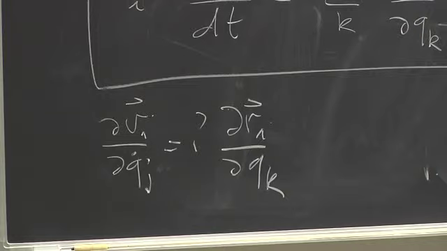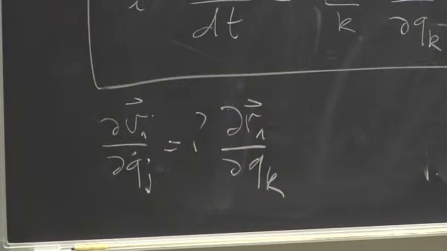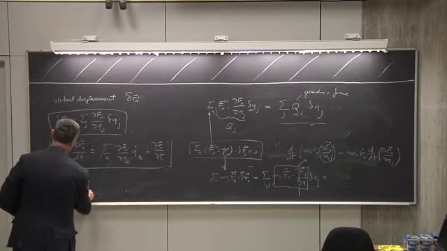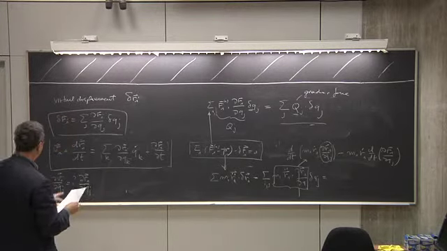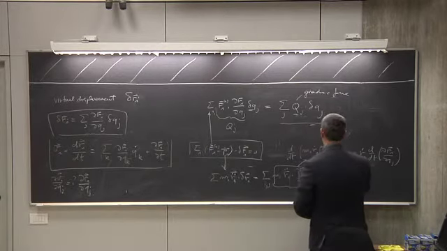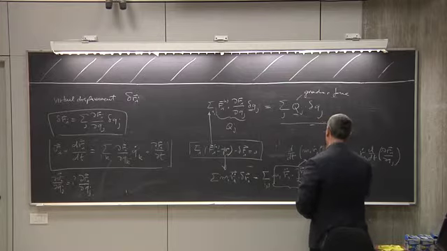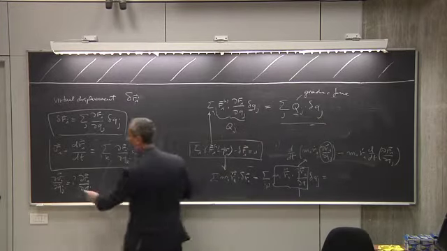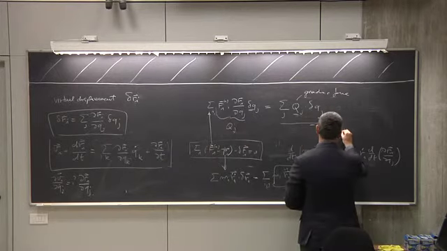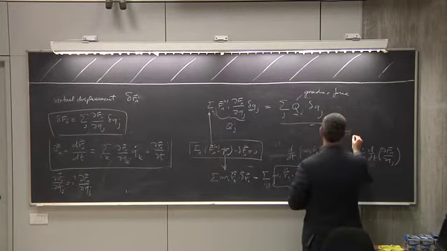So you see this term here is f, right? With respect to j, you're right. So you see this term here, the partial derivative of ri with respect to qj is equal to the partial derivative of vi with respect to q dot j. So this is dvi dq dot j.